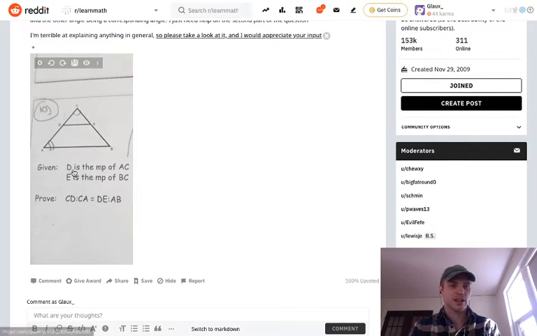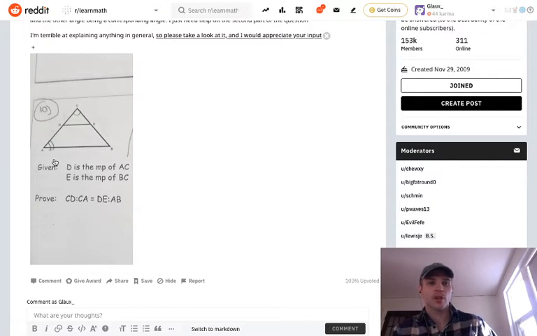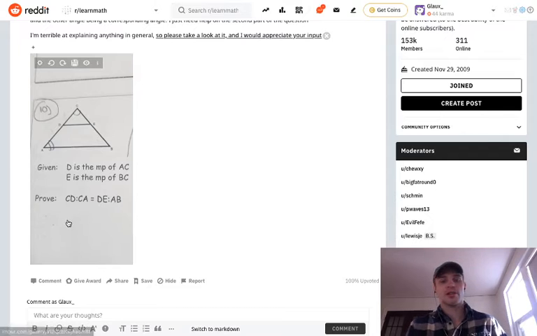proof for this. So we're given that D is the midpoint of AC. So here's D, and it's the midpoint of this side, and then E is the midpoint of BC. Here's E, it's the midpoint of this side. And then they have this included angle C here. And so we are to use those facts to prove that the ratio of CD to CA is equal to the ratio of DE to AB, okay? So we need to prove similarity, and then that will be like a stepping stone to get us there.